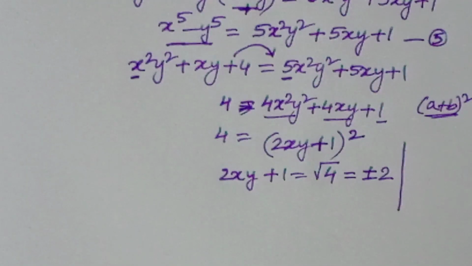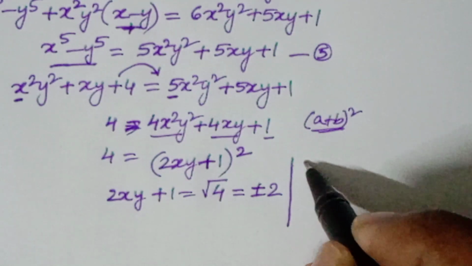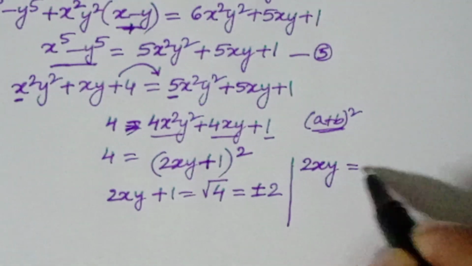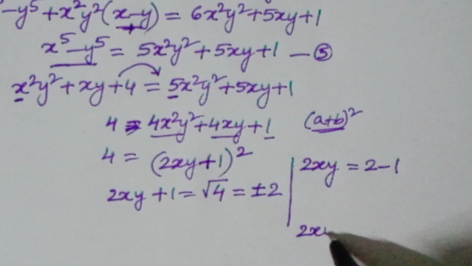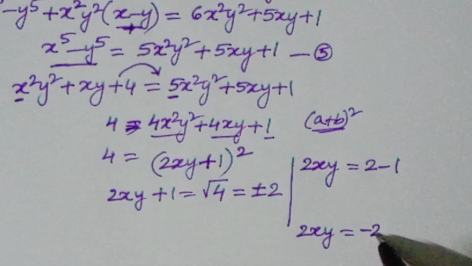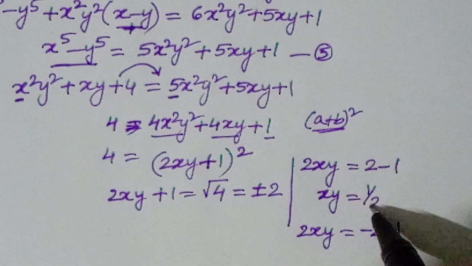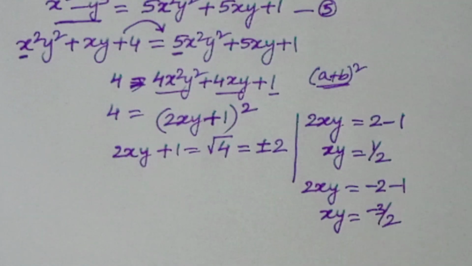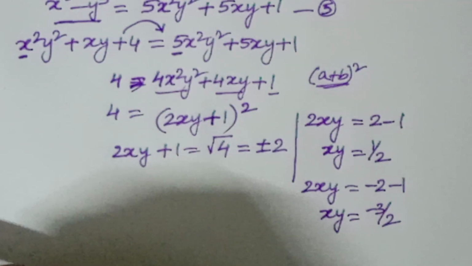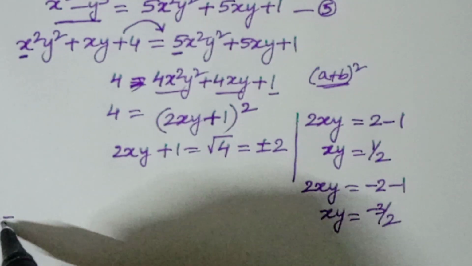Okay. Now we will divide the page into two parts. So you can write it as 2xy is equal to 2 minus 1. Other case, 2xy is equal to minus 2 minus 1. So xy value is 1 by 2. Here xy value is minus 3 by 2. So here you are getting two cases. So going to first case, xy value is 1 by 2.